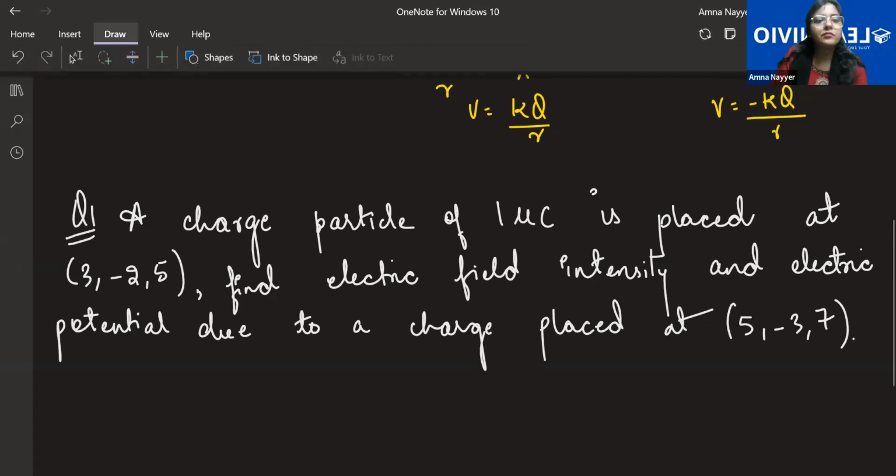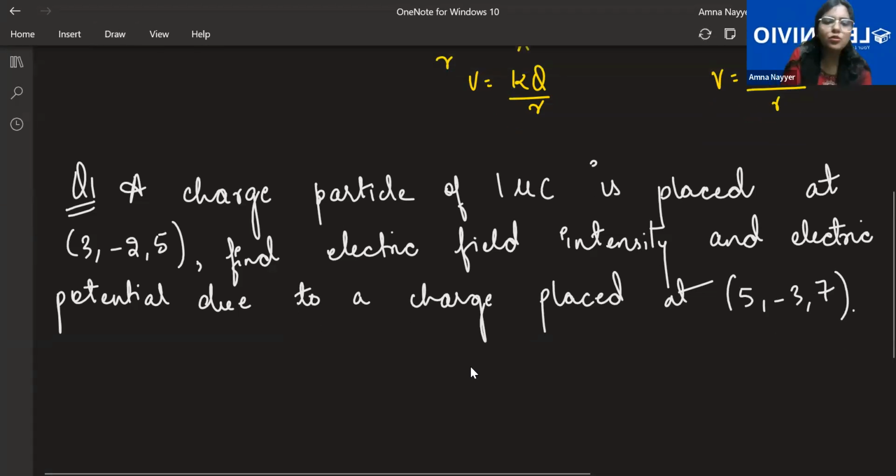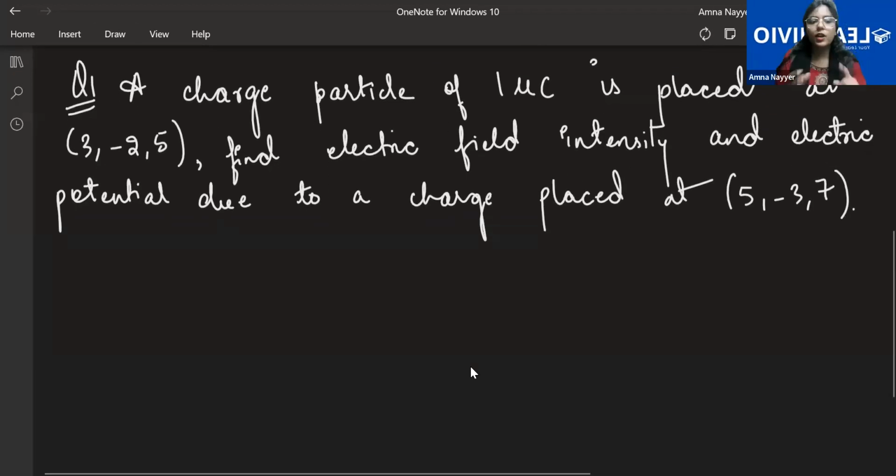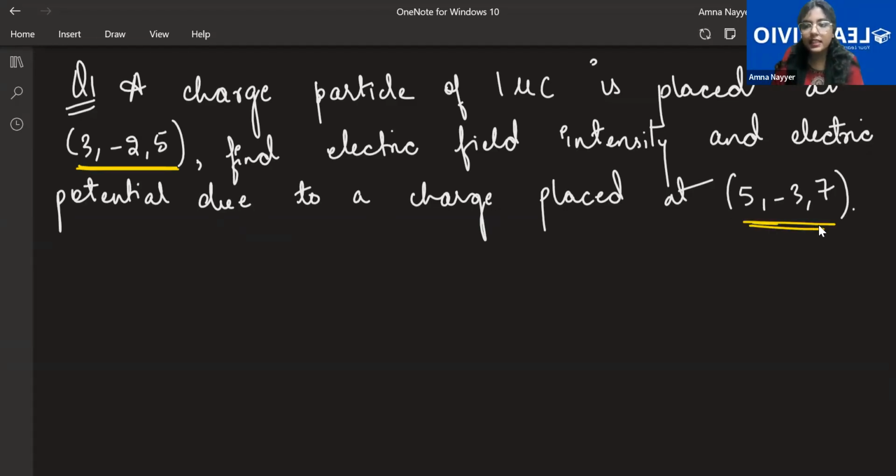Now see, first, as soon as you see the coordinate system, you have to relate it with your universal unit vectors. In terms of i cap, j cap, k cap, you have to write them. What is given to you? The position is given 3 comma minus 2 comma 5. And where is the charge? This is where the charged particle is placed. But where do you have to calculate? Due to a charge at the position 5, -3, 7. So basically 2 points you have.